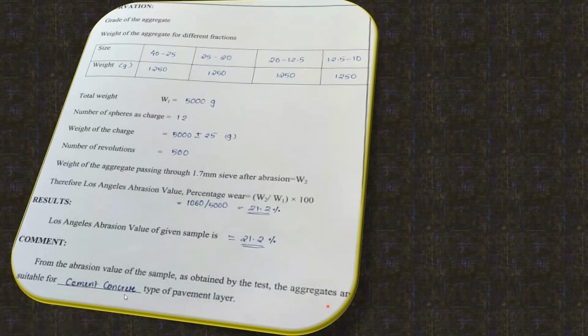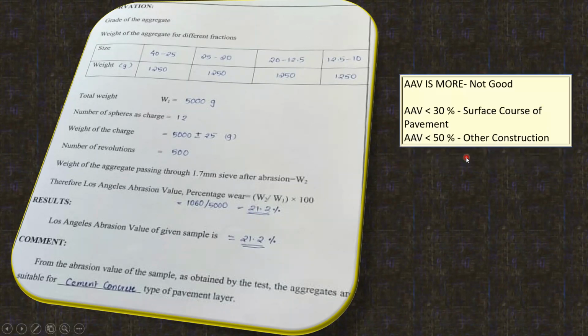Now coming to the comment: for the abrasion value of the sample obtained by the test, the aggregates are suitable for the cement concrete type of pavement layer. Again, according to the Indian Road Congress, these are the values they have given. We know that if the aggregate abrasion value is very high, then my aggregate is not of good quality. If you want to use it for the surface course of the road, then your aggregate abrasion value should not be greater than 30%, or you can say it should be less than 30%.